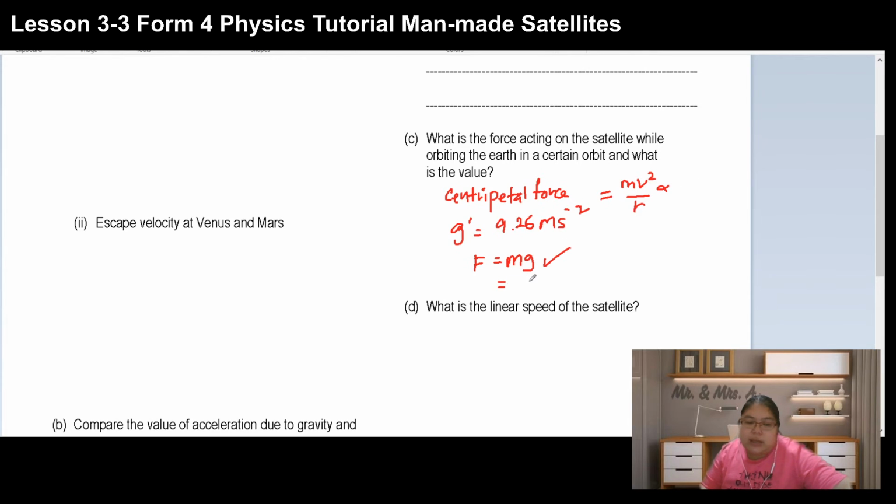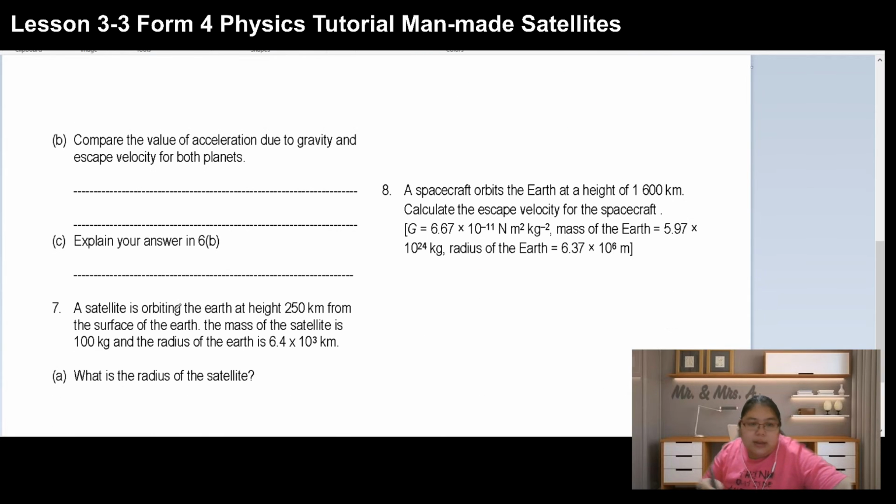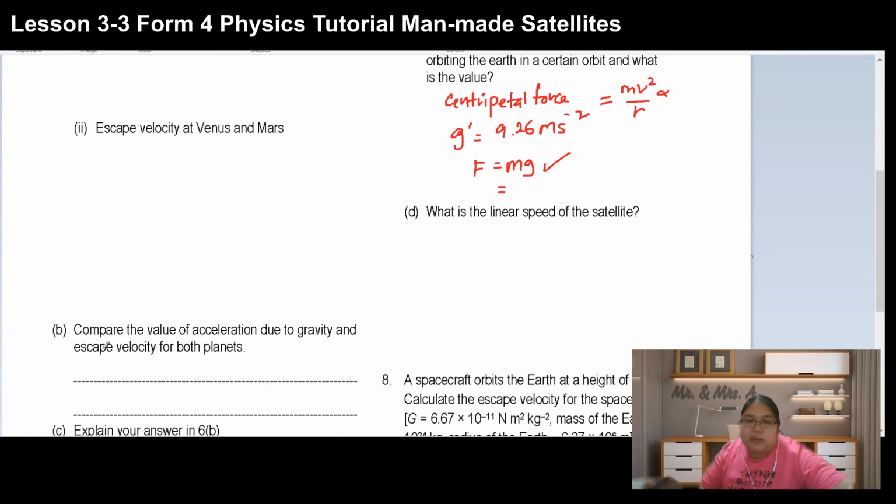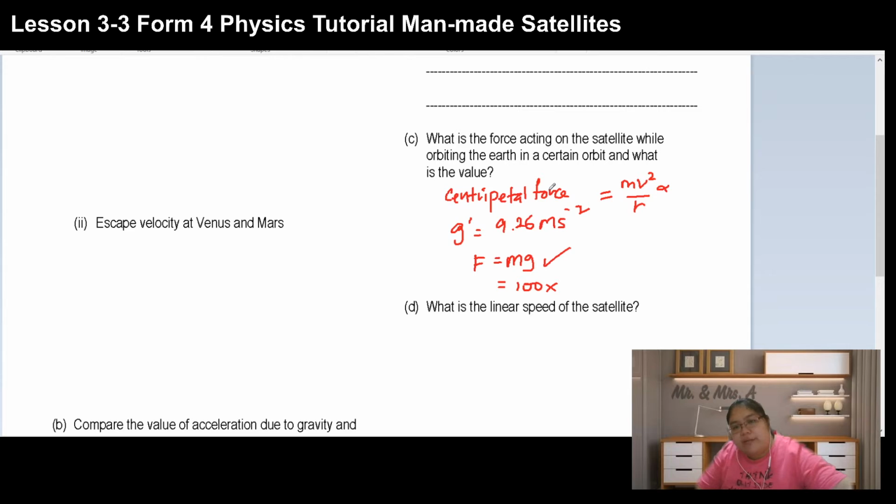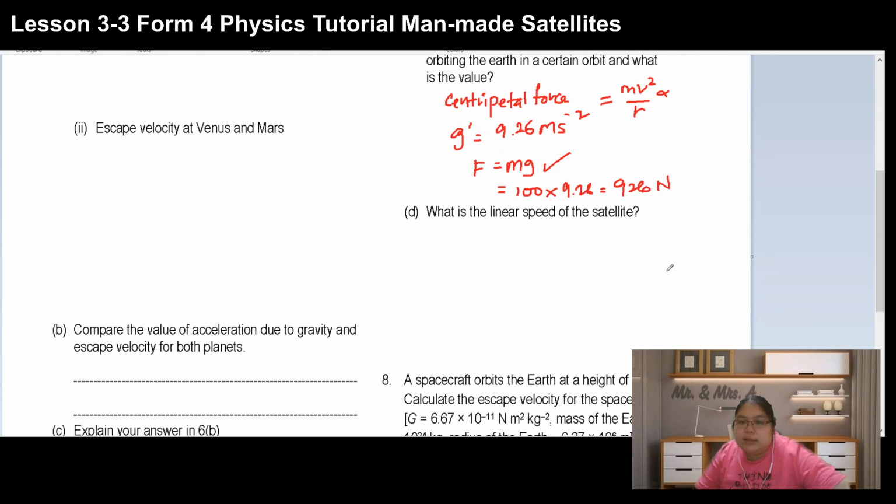So the mass of the satellite is 100, is it? We refer to the question. Satellite mass, okay, 100 kg. Then multiply with the gravity, 9.26. So I get 926 Newton. Okay, we got 926 Newton of force acting on the satellite when it orbits the Earth at a certain orbit. It's not exactly 1000 because you are a little bit far.